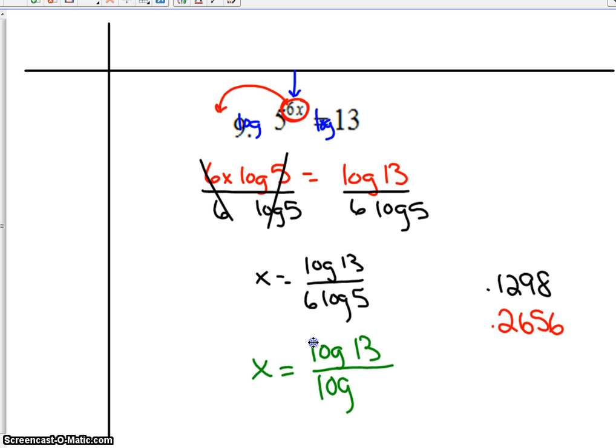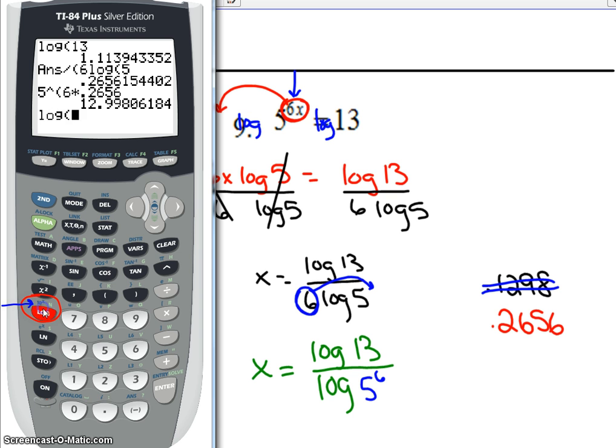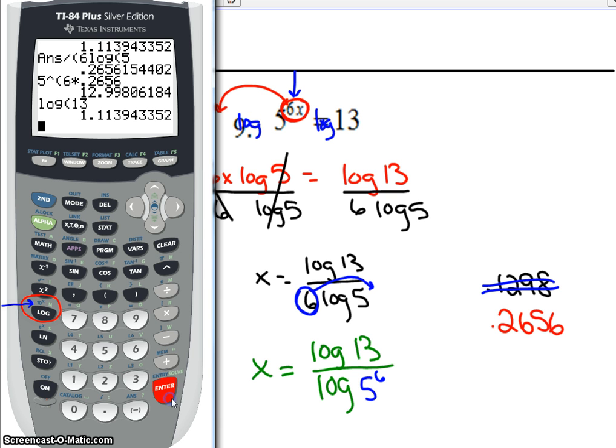So in the numerator, I'm good. It's 13. Goes back to our properties. Okay. And what I'm going to do now is I want to take the 6 and put it back into the logarithm. So I'm using that power property again. And I'm going to take that back in. And when it goes back in, it goes in as an exponent. Now, remember, 1298 didn't work. But now if I go log 13, enter, divide by log of 5 to the 6th, I get the 0.2656.